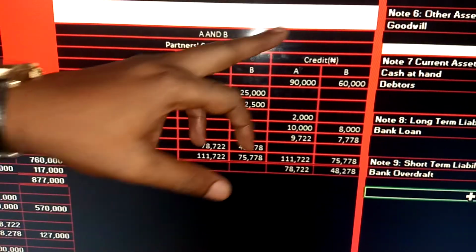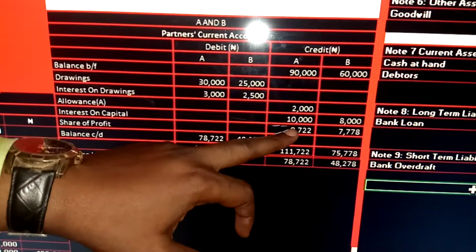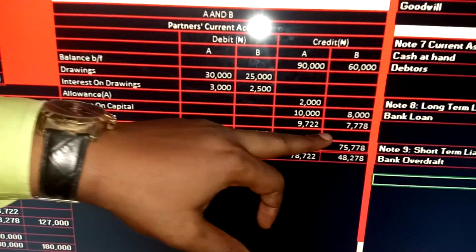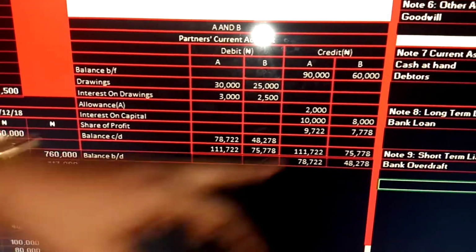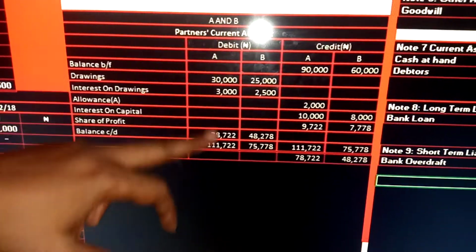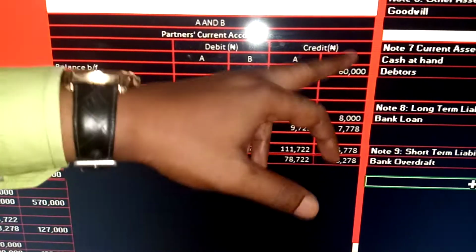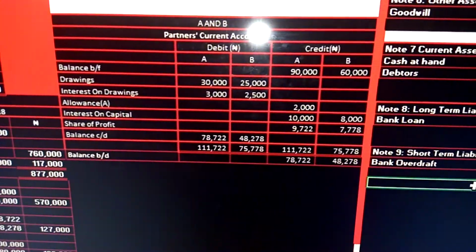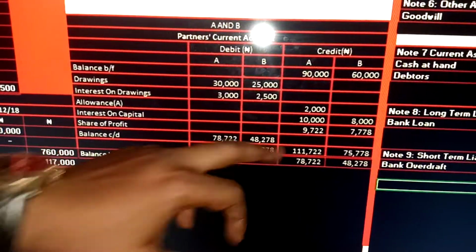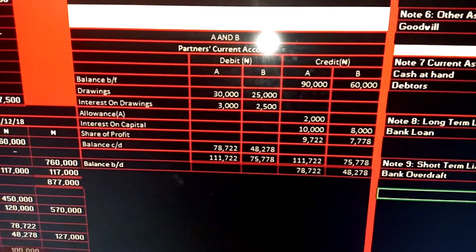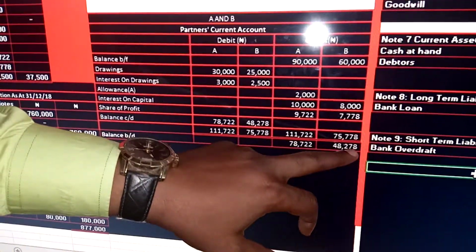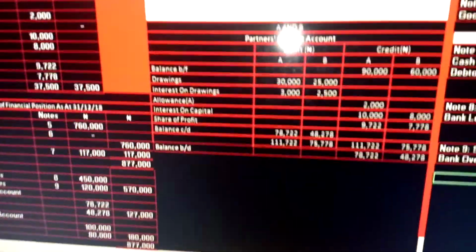At the end of the day, you compare the credit side of A with the debit side of A. If you add 92,000, 10,000, and 9,722, you have 111,722. Take out 30,000 and 3,000, and you have 78,722. That's the balance on A's account. If you look at B, 60,000 plus 7,778 gives 75,778. Take out 25,000 and 2,500, and you have 48,278. That's the balance on B's account. That is what turns to balance brought down here, 78,722 and 48,278. So that's the partners' current account.